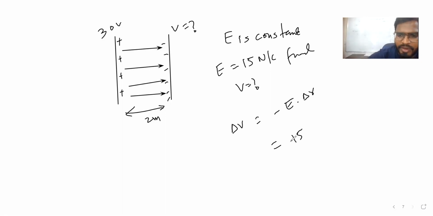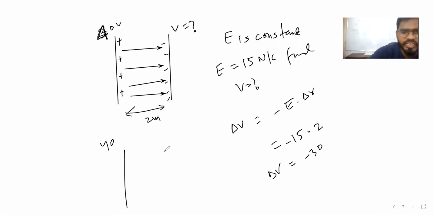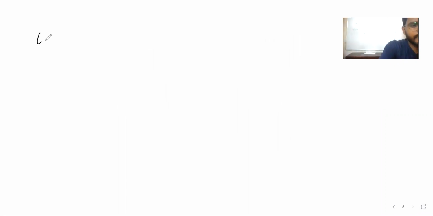Okay. Electric field is what here? 15, right? Minus dot 2. Now delta V, how much will you write? Think. Yes. So how much is it now? 15 into 2 is what? Minus 30, right? So delta V here is going to be what? 30, right? That's it.